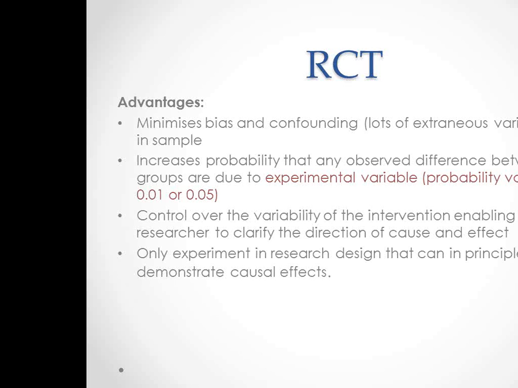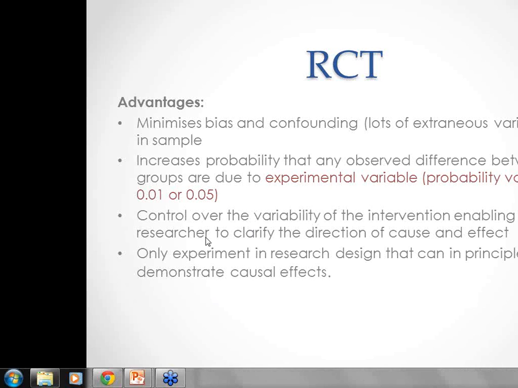Because control over the variables of the intervention enables the researcher to clarify the direction of cause and effect. So it is X that actually definitively caused Y. Only experiment in research design can, in principle, demonstrate cause and effect, and therefore a randomized control trial involving any human beings is very, very difficult, isn't it? Because we don't have complete control.